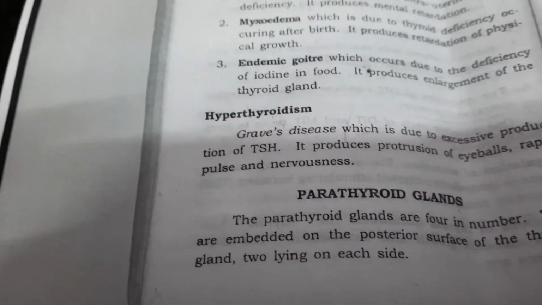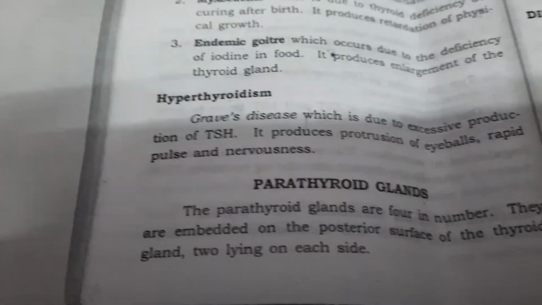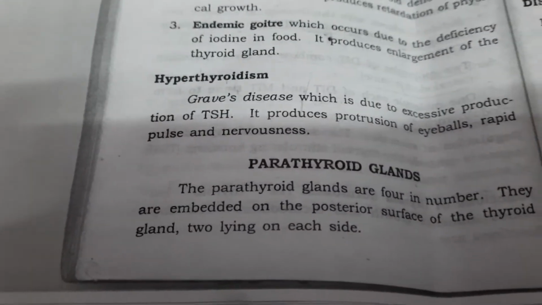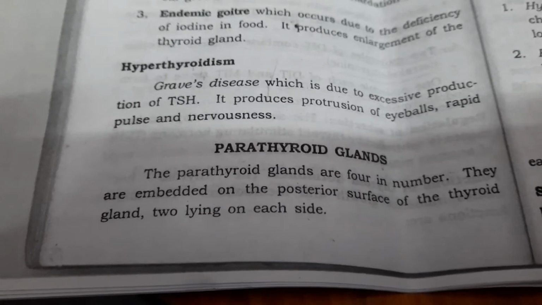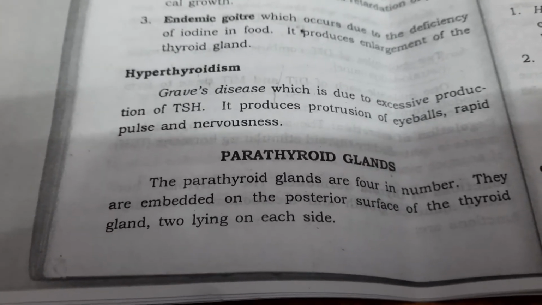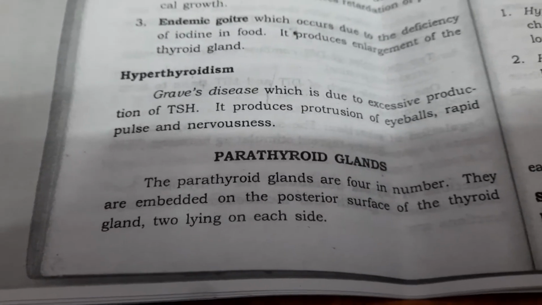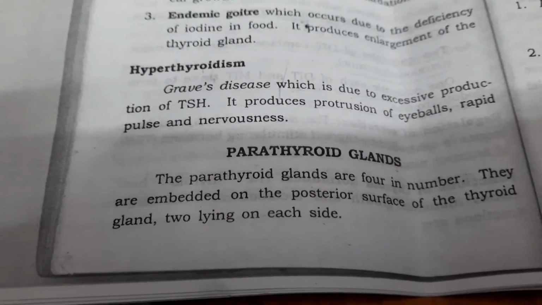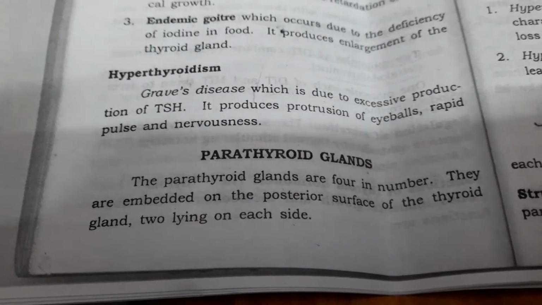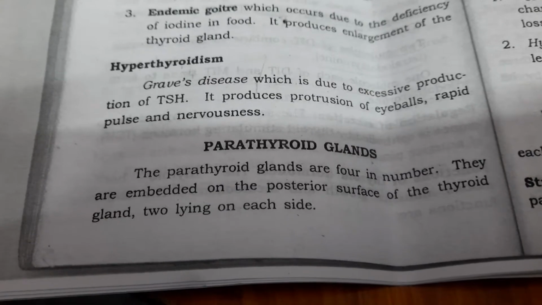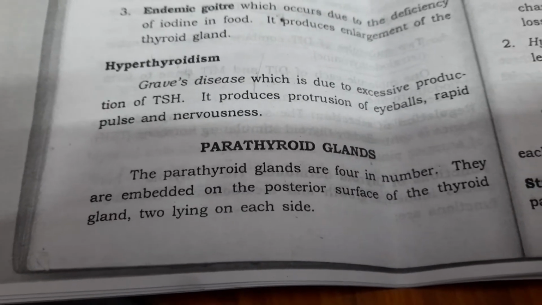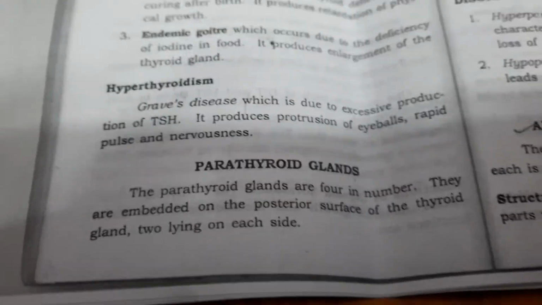Now we are going to see about the parathyroid gland. In the same way, the parathyroid gland is situated on both sides, behind the thyroid gland. There are 4 of them, 2 on each side. They are embedded in the posterior surface of the thyroid gland, 2 lying on each side.